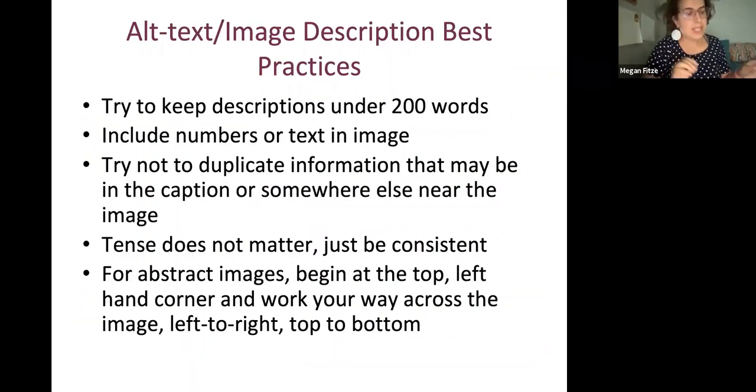These are some best practices for writing alt text and image descriptions. Try to keep descriptions under 200 words. 200 words is a lot, so that shouldn't be too difficult. Include numbers or text in images. Try not to duplicate information that would be in the caption or somewhere else near the image. Don't worry about tense, just be consistent. And for all of our art galleries and art museums out there, for abstract images, begin at the top left-hand corner and work your way across the image, left to right, top to bottom.